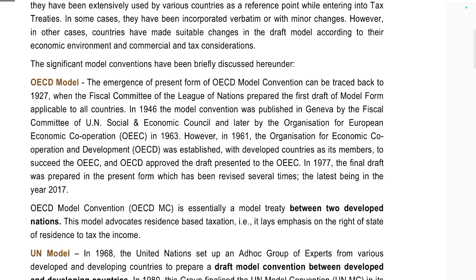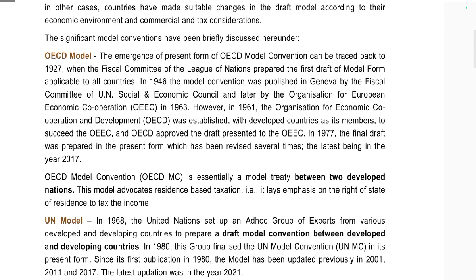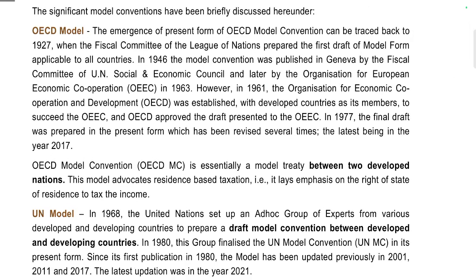OECD model. The emergence of the OECD model convention can be traced back to 1927, when the fiscal committee of the League of Nations prepared the first draft model applicable to all countries. In 1946, the model convention was published in Geneva by the fiscal committee of the UN Economic and Social Council. Later came the Organisation for European Economic Cooperation, OEEC.